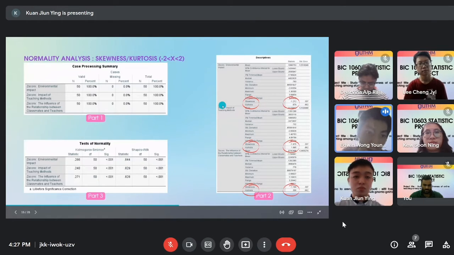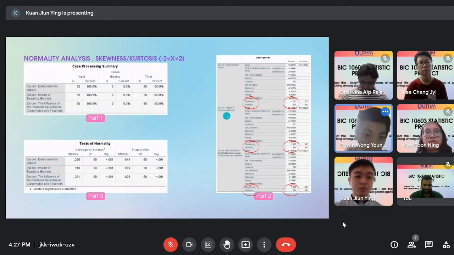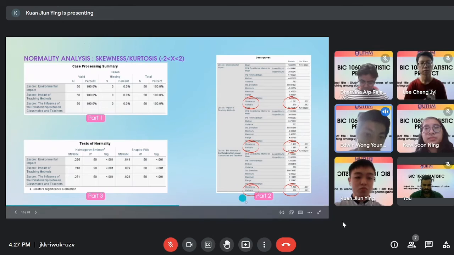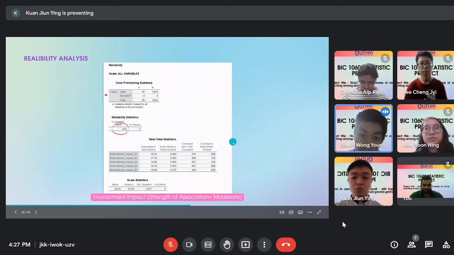Next is the normality analysis, which is skewness and kurtosis. Normality analysis is used to determine if a data set is well modeled by a normal distribution and to compute how likely it is for a random variable underlying the data set to be normally distributed. Part one is on the top left, part two is on the right hand side, and part three is on the bottom left. Next slide.